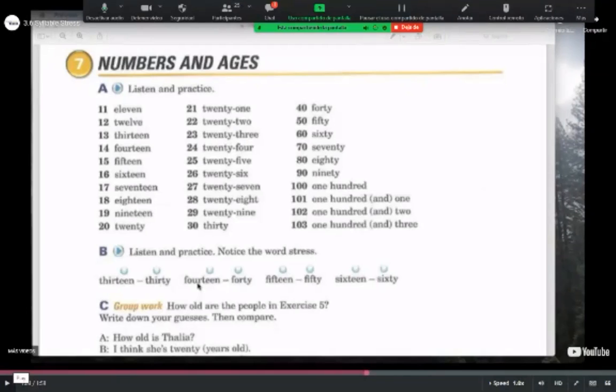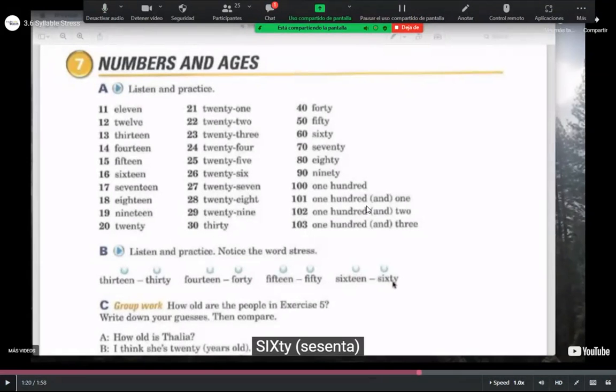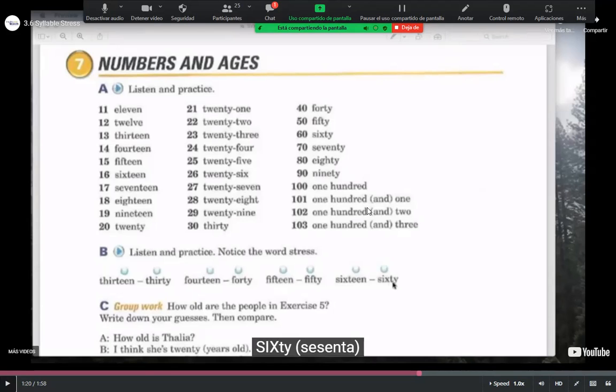30. Where is the stress? In the first syllable or the second syllable? First syllable. On the first syllable. Okay. Next. 14. Okay, let's go next. Next is 14. 40. Okay, next. 15. F, right? F. 15. Perfect.